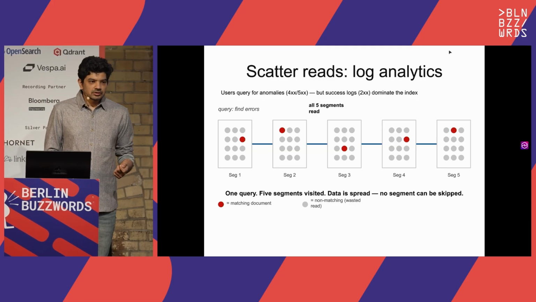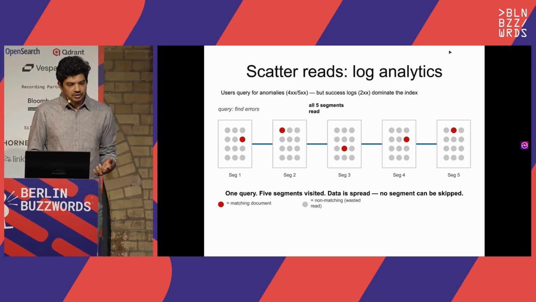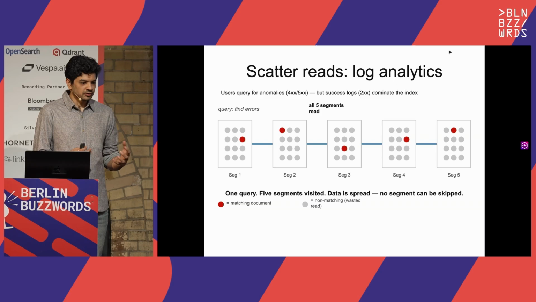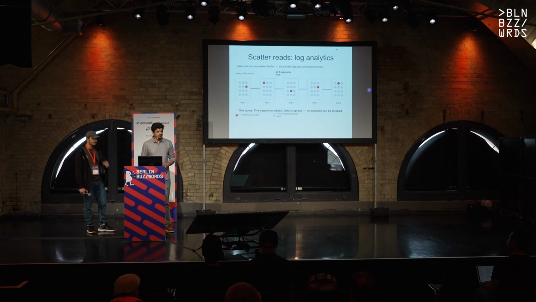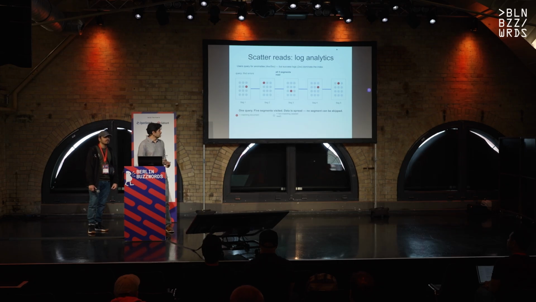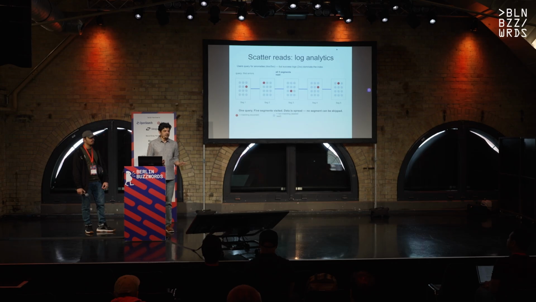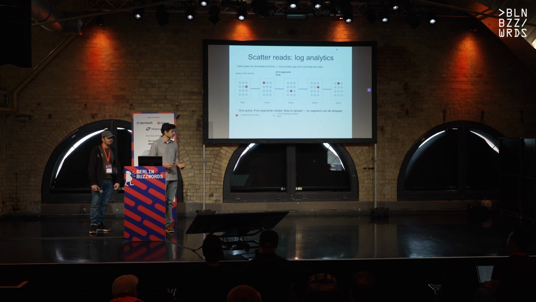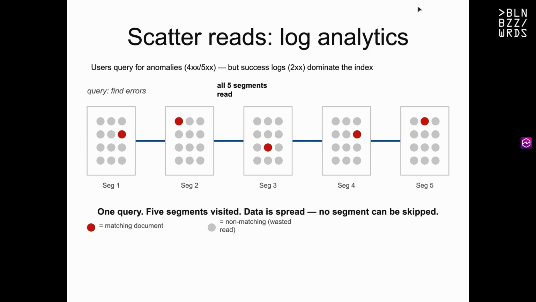In a classic OpenSearch way, when it does scatter gather, it will go through all the segments irrespective of what the query is, because the arrangement of the data during indexing is completely random. So each gray dot represents wasted CPU and wasted disk IO, which doesn't contribute to your search results. It'll scan all the documents irrespective of what you want.